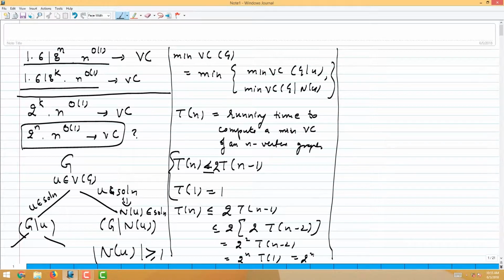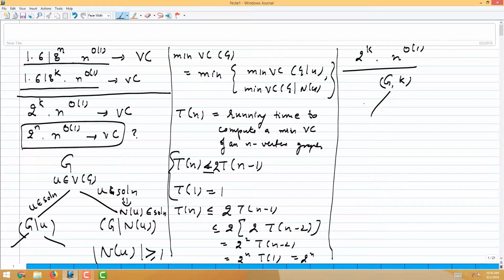Okay. So now let us use the same idea to get a 2 power k into some poly n algorithm for vertex cover. And again, we'll do the same thing. Note that because it's a decision problem, with G we are also given an integer k. And the goal is to find a vertex cover of size at most k in G. Again, we do the same thing.